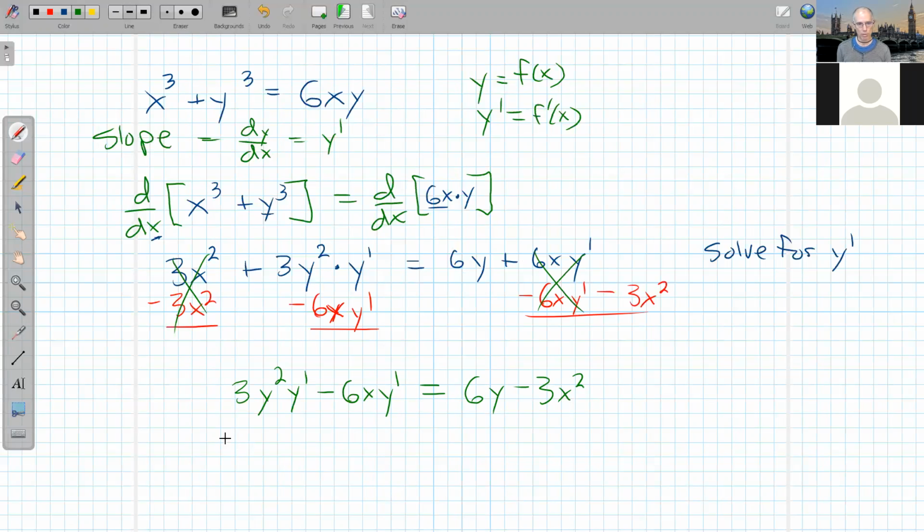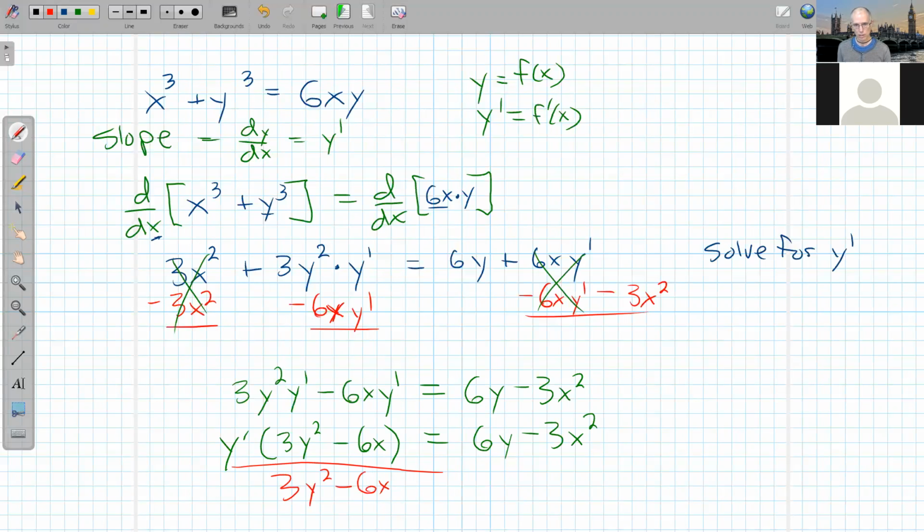Here I can factor out a y prime. y prime times 3y squared minus 6x equals 6y minus 3x squared. And then finally we can divide by that. All right, so then that divides out. Number divided by itself is 1, which leaves just the y prime. So this is my y prime, my dy dx, my slope function.